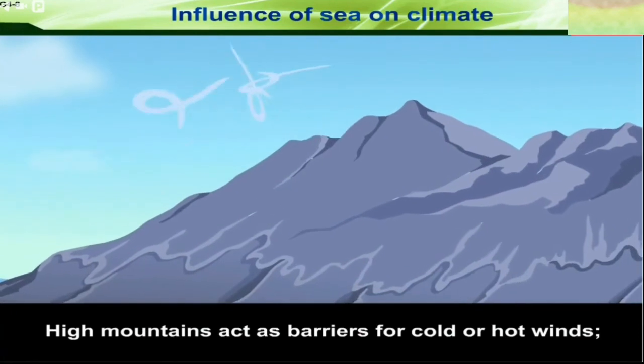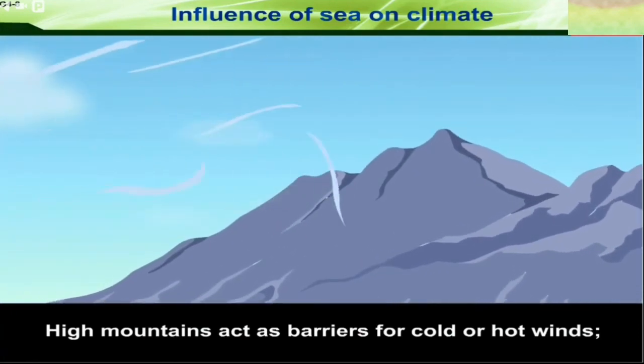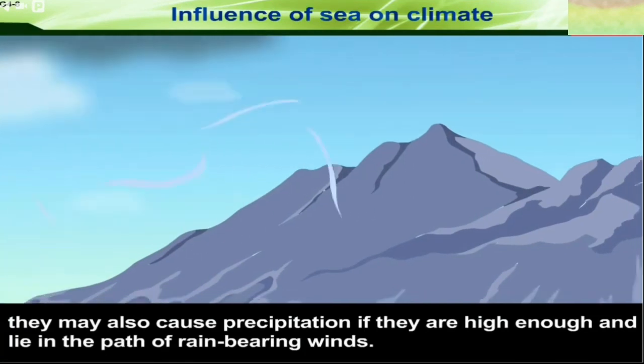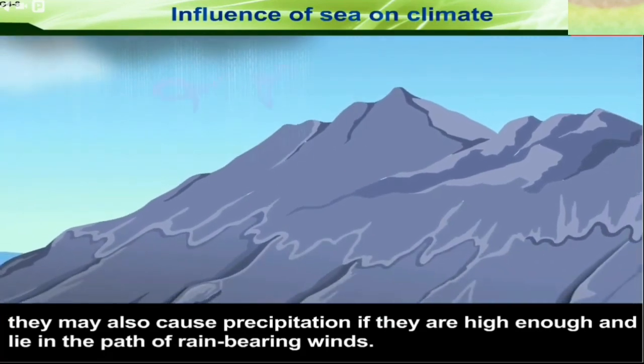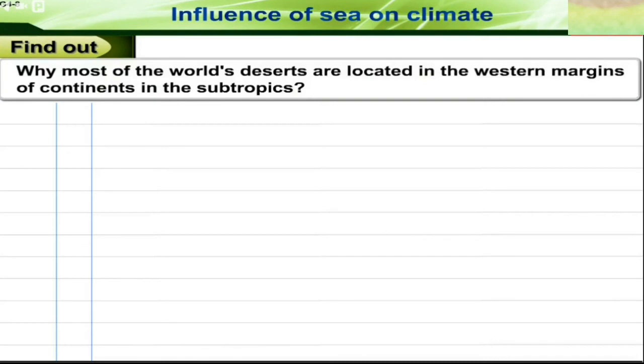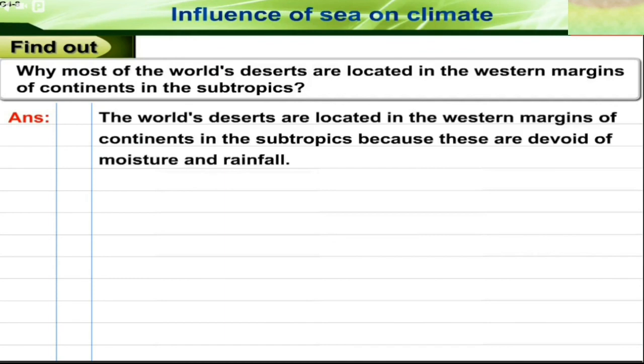Relief features also play a role in determining the climate of a place. High mountains act as barriers for cold or hot winds. They may also cause precipitation if they are high enough and lie in the path of rain-bearing winds. The leeward side of mountains remains dry. Find out why most of the world's deserts are located in the western margins of continents in the subtropics. Answer: The world's deserts are located in the western margins of continents in the subtropics because these are devoid of moisture and rainfall.